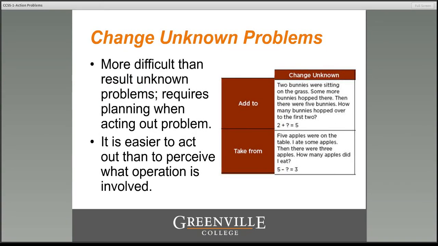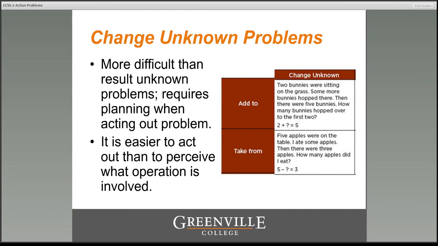Change unknown problems are more difficult for early problem solvers than the result unknown problems because they require a bit of planning to act out. For example, in the add to problem shown here, I start with 2 bunnies. Some more bunnies hop there, and then I end with 5. I can build my starting quantity of 2 bunnies, but now I have to get it to add up to 5. I can keep adding to it, but I have to keep track of the new things I add and keep them somewhat separate from my original items, or I won't be able to tell how many I'm adding.